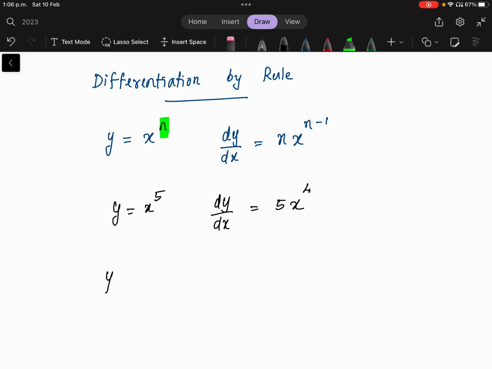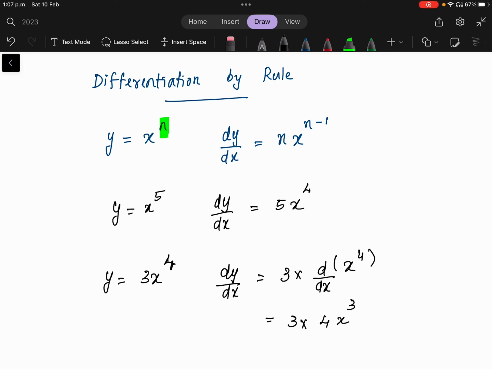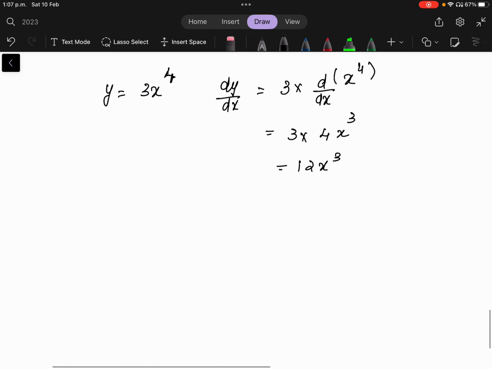And if I say y is equal to 3x to the power of 4, there is a number here, then dy by dx will be equal to 3 times d by dx of x to the power of 4, which is 4x to the power of 3, that will be equal to 12x to the power of 3. So if you know these two, you can do any question.